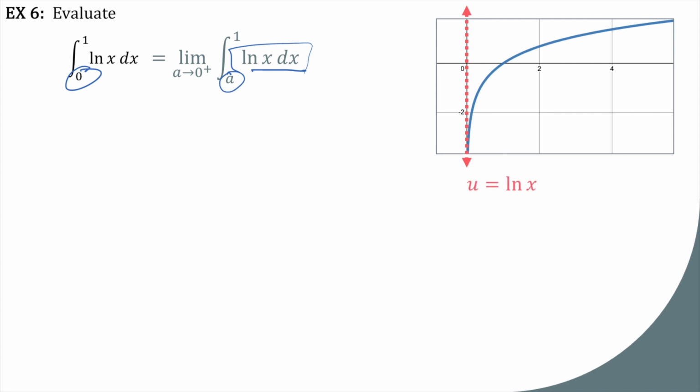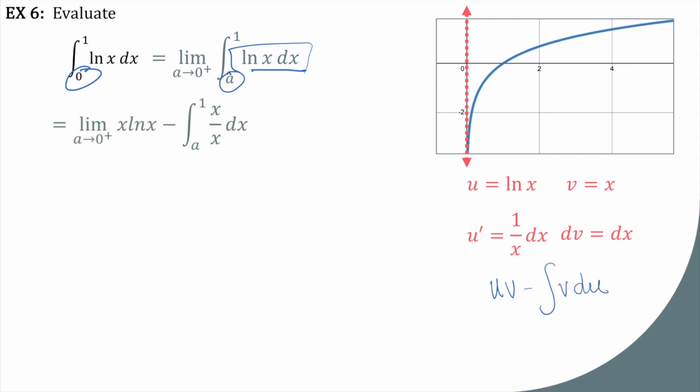That would be integration by parts. So u equals ln x, dv equals dx, which means u prime is 1 over x dx, and v equals x. And then we do our ultraviolet voodoo. Now we have the limit as a approaches 0 from the right, x ln x minus the antiderivative from a to 1 of, this is just basically a 1 here, isn't it? 1 dx.